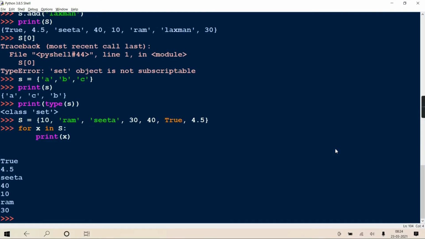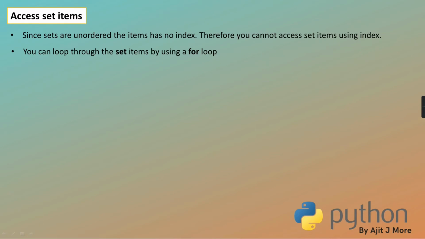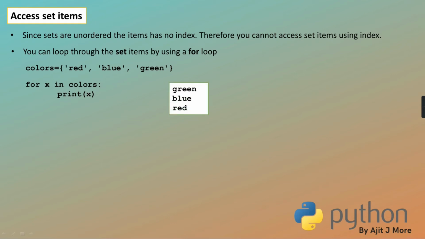Okay? Got it. See. So you can loop through the set items by using a for loop. Example I have given: colors equal to, okay? This is our set. As it is put in curly brackets, it is a set. Then I am traversing, for X in colors, print X. Now see, in this context, in an unpredictable way, first green is coming, then blue, then red. So any sequence. Okay?